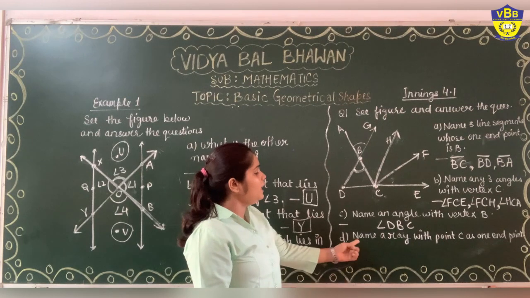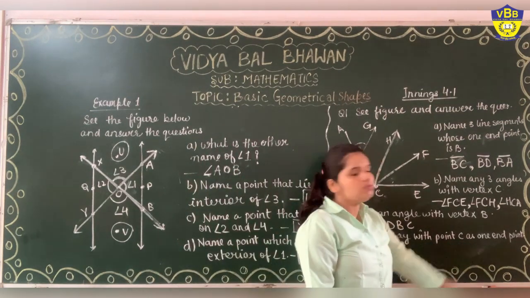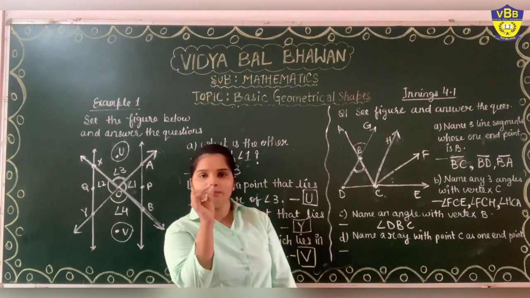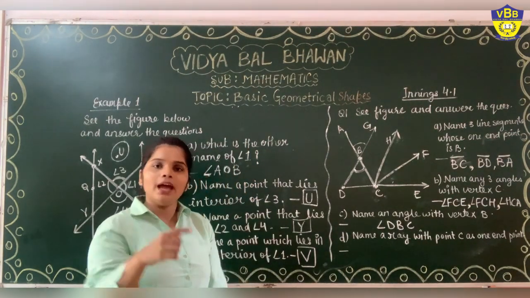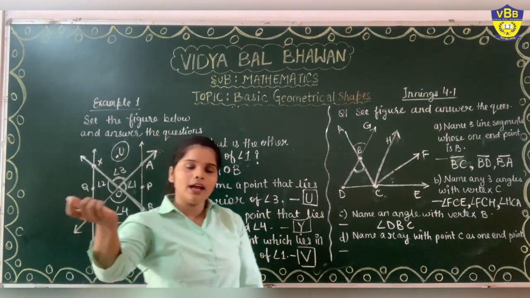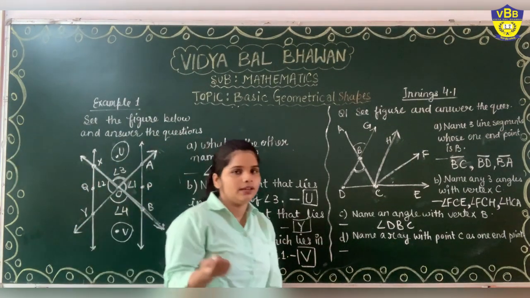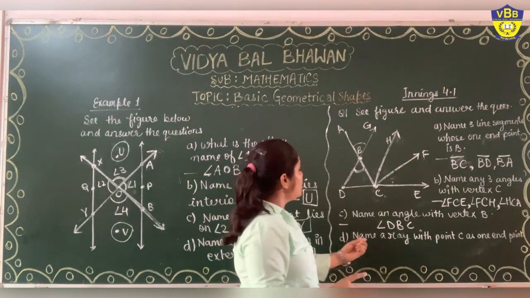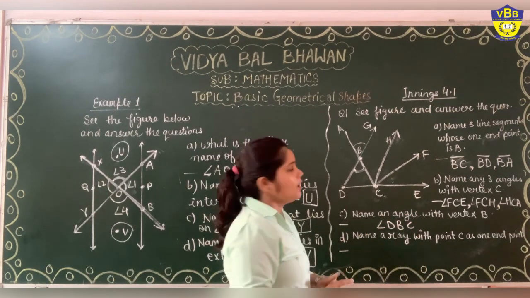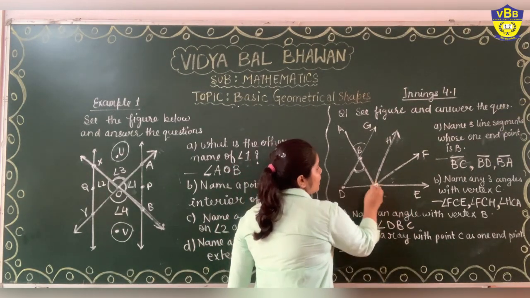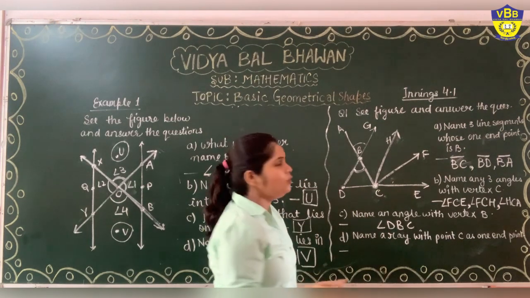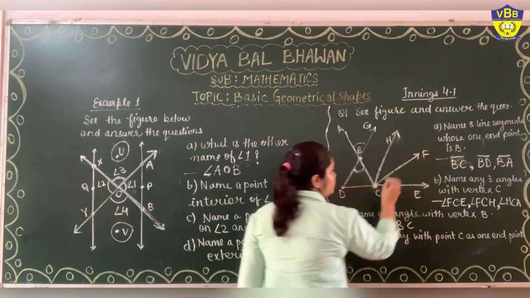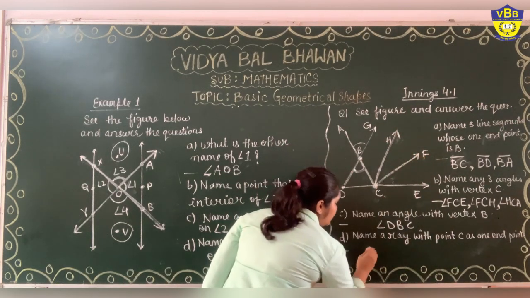Next one, name a ray with point C as one endpoint. A ray starts from a point, the endpoint, and on the other side it can be extended as much as we want. It has no fixed length. So a ray with point C. C is the point here, and you have to tell a single ray. We are having so many of them: CE, CF, CH. So just write any one.